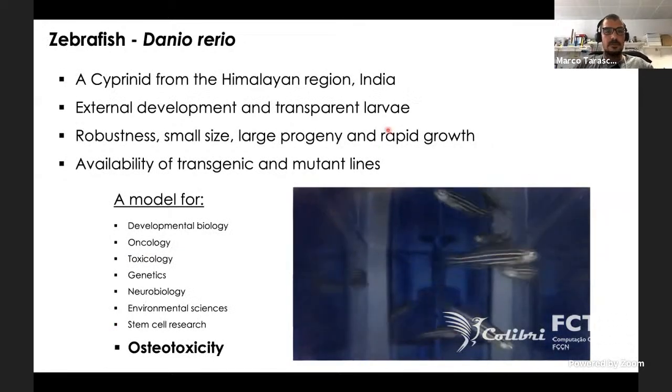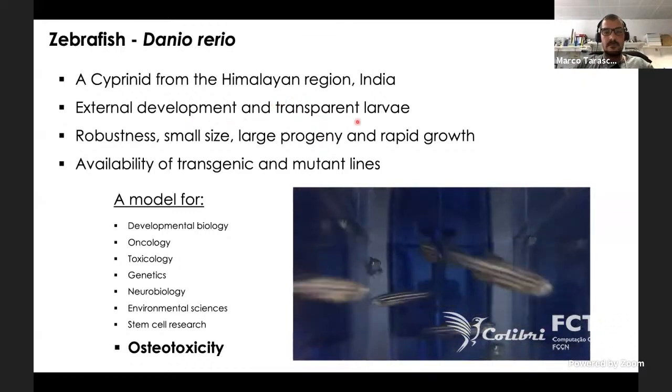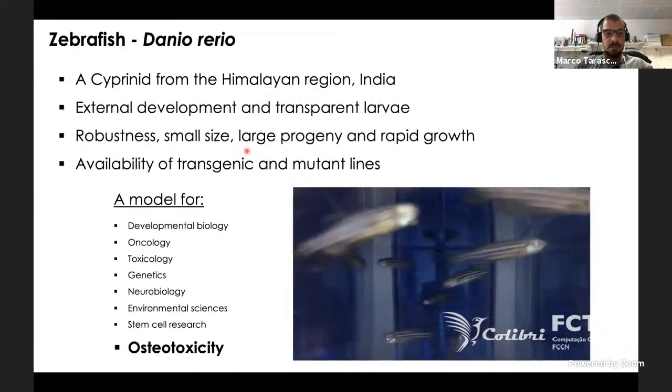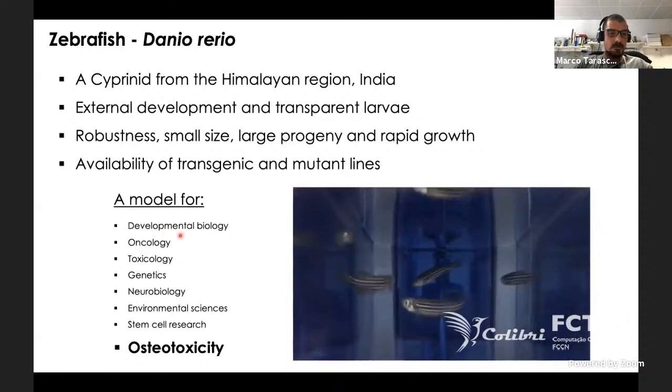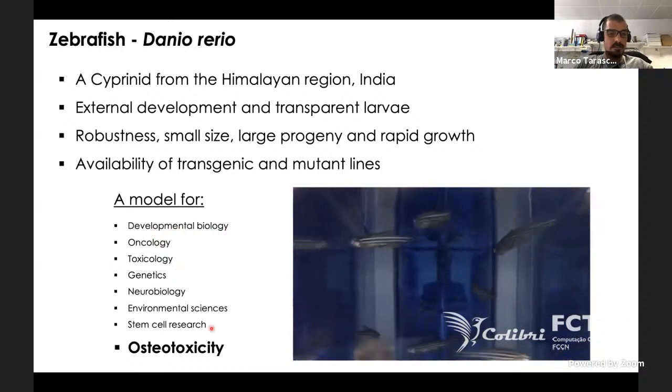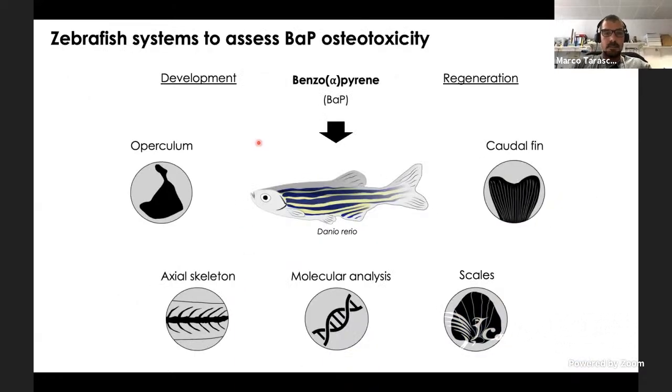In our lab, of course, we use zebrafish, a small fish coming from the east, due to all its technical advantages over many other animal models. And that's why today it's a good model for many kinds of research, such as developmental biology, toxicology, genetics, and of course also for osteotoxicity. So these are the systems that we currently use every day in our lab. We can assess the effect of compounds during development, for example, looking at the operculum growth, or also at the development of the axial skeleton, and also the regeneration of the caudal fin and the scales.